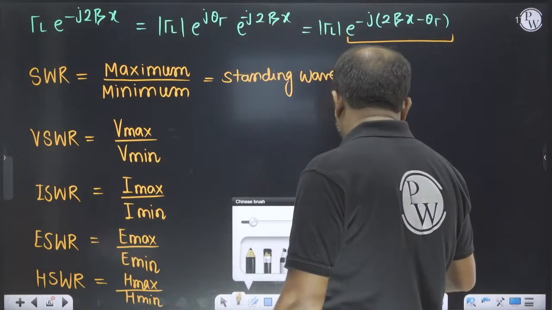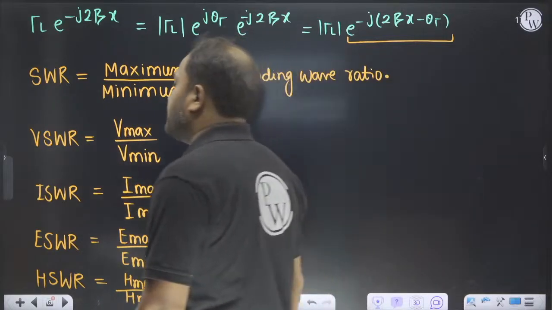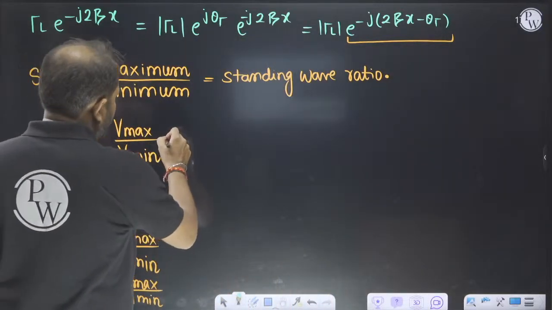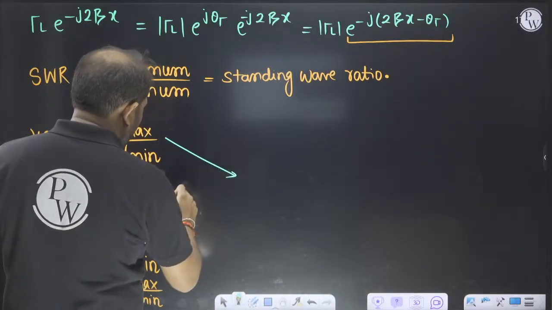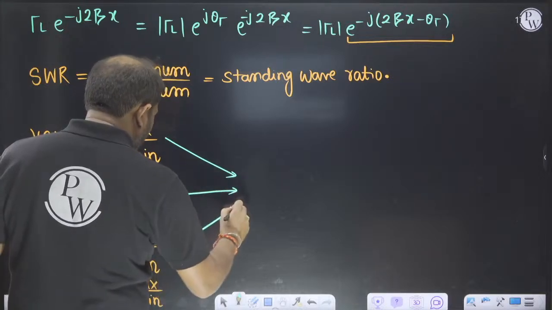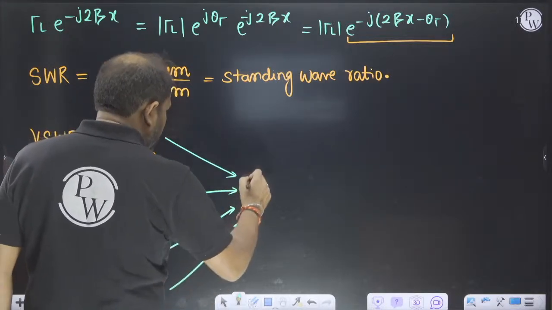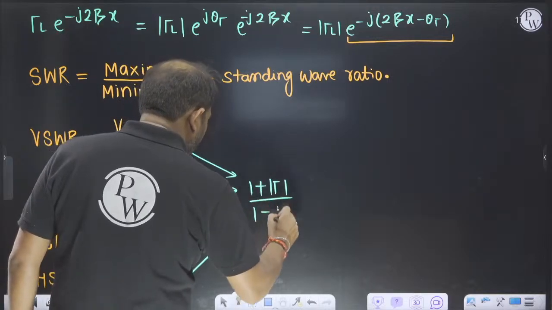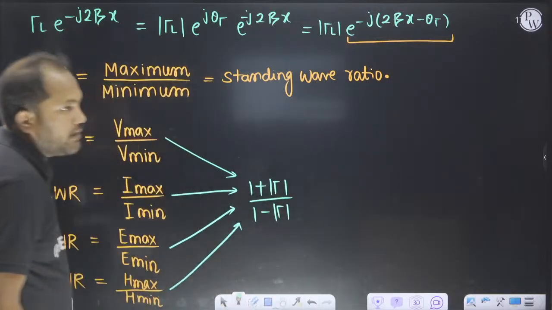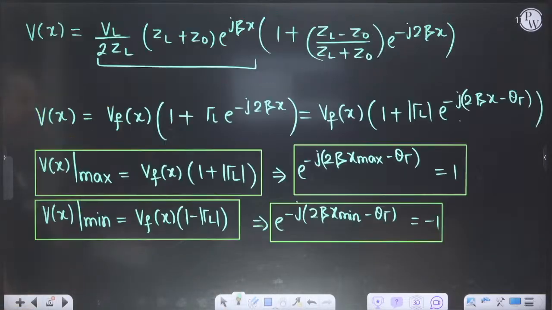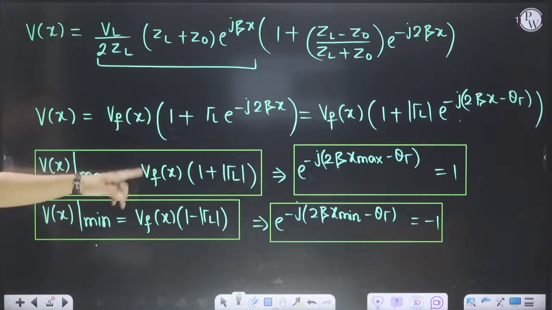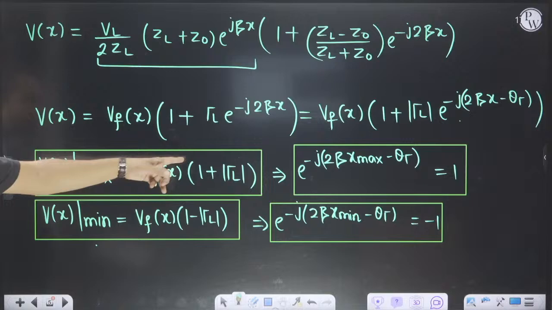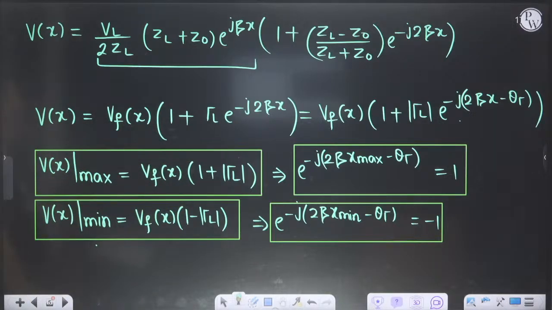The formula for all of them is 1 plus magnitude of gamma over 1 minus magnitude of gamma. You can see it here: if I take Vmax upon Vmin, this term will be cancelled out and we will get 1 plus magnitude of gamma L over 1 minus magnitude of gamma L.